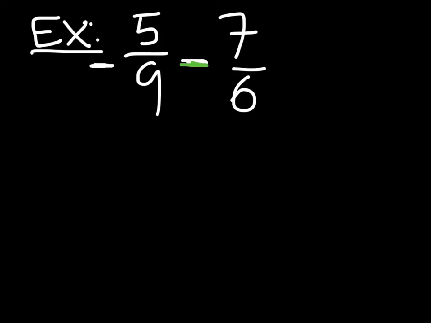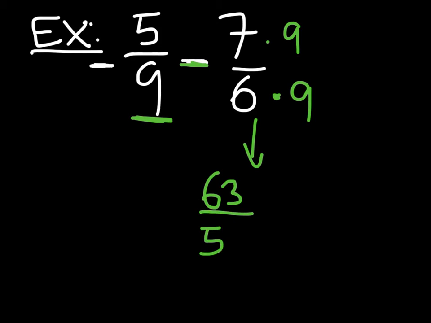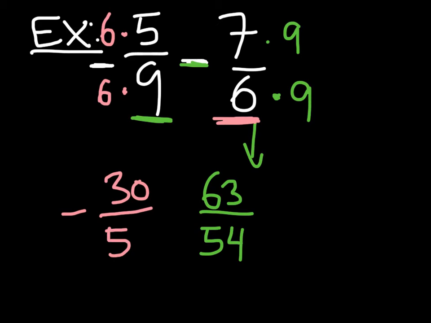Okay, so notice this denominator is 9, so I'm going to do, all right, okay, I still need to multiply it over here, okay? That's going to give me a new fraction of 63 over 54. Now, look over here, I've got to multiply this fraction by what? 6, because it's the other denominator, okay? That will give me a negative 30 over 54. And I am subtracting.